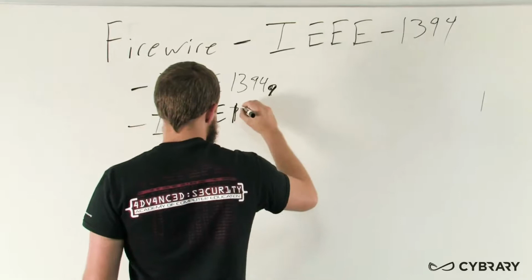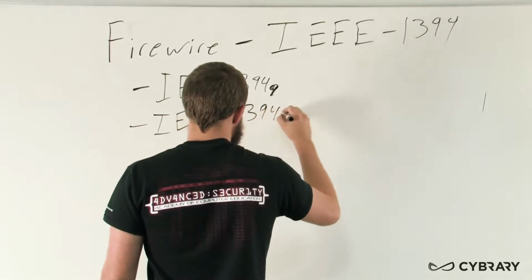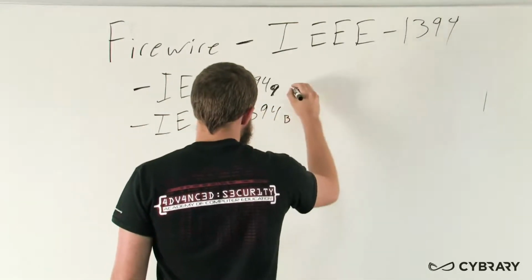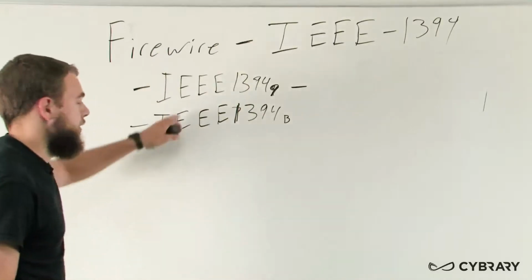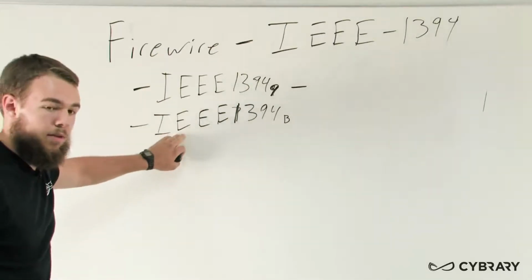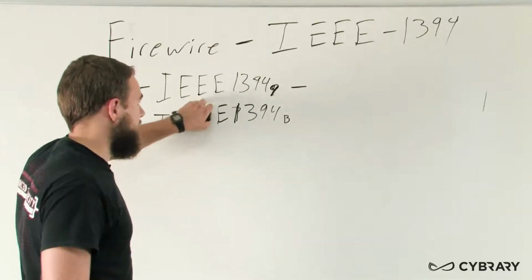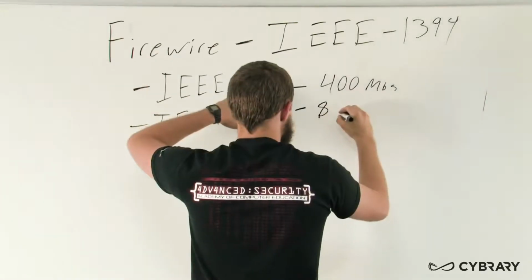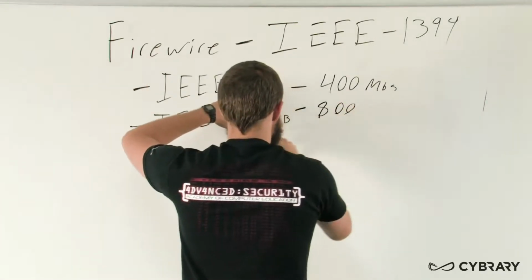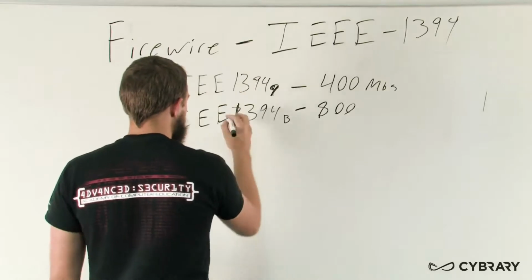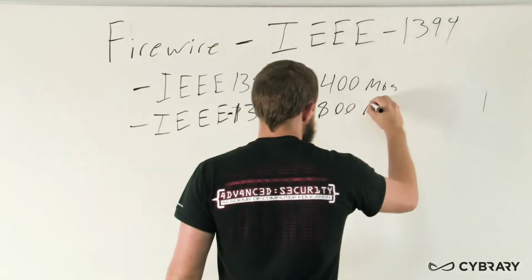We have IEEE 1394A and B. These are also known as the 400 version and 800 version because the IEEE 1394A transfers data at 400 megabits per second, and the 1394B version can transfer data at 800 megabits per second.